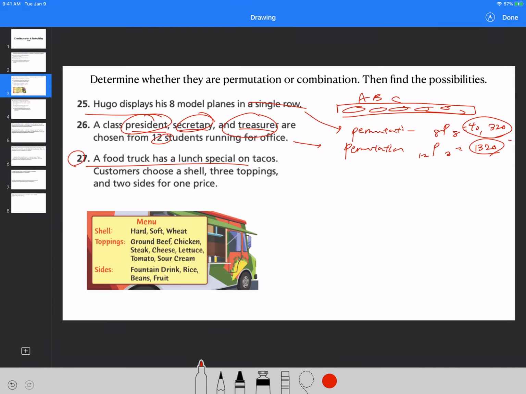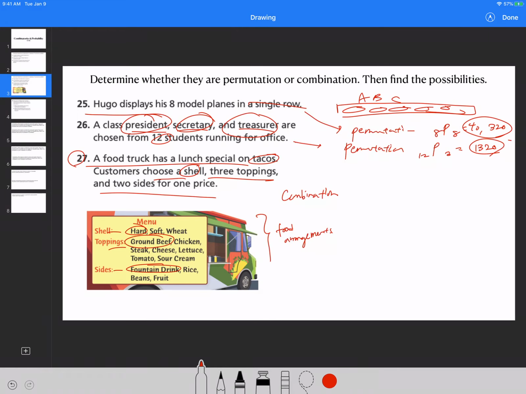27. A food truck has a lunch special on tacos. A customer chooses a shell, 3 toppings, and 2 sides for 1 price. So when we're talking about food arrangements, does the order matter in which they're all put together? Well, if you want to have a hard taco with ground beef and a fountain drink, does it matter if I have the fountain drink first, ground beef second, and then hard? So you get the idea. This is certainly a combination question.